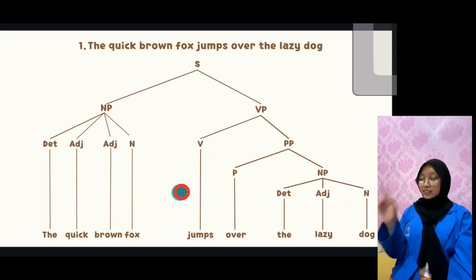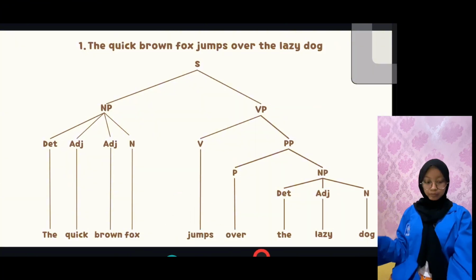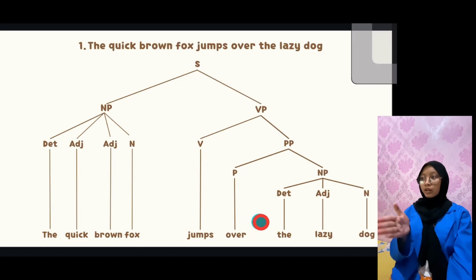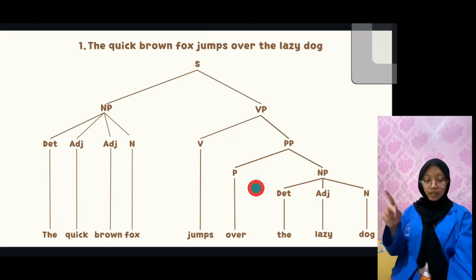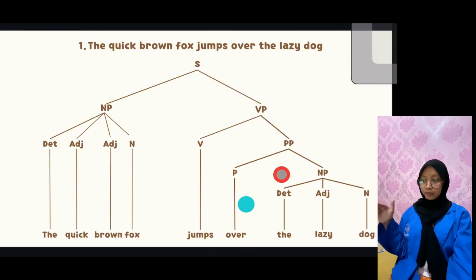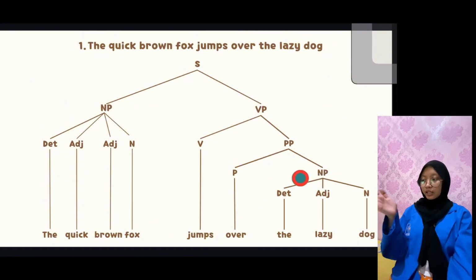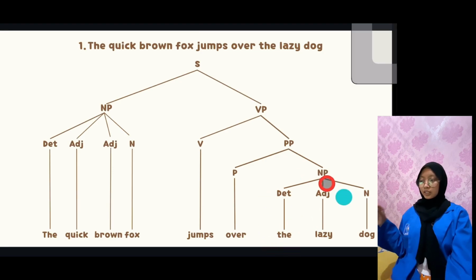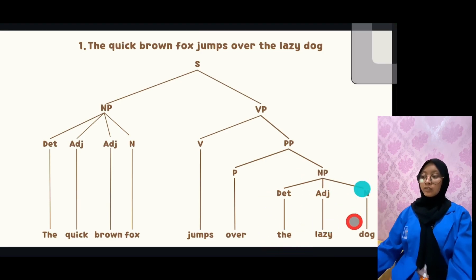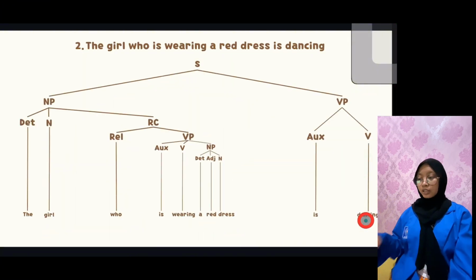In the verb phrase, jumps is the verb, okay, and over the lazy dog, they are all PP or prepositional phrase. Okay, so inside the prepositional phrase, we have the preposition over, and then the noun phrase, the lazy dog. So in the lazy dog, we divide them again. First one is the determiner the, then the adjective lazy, and then the noun dog.